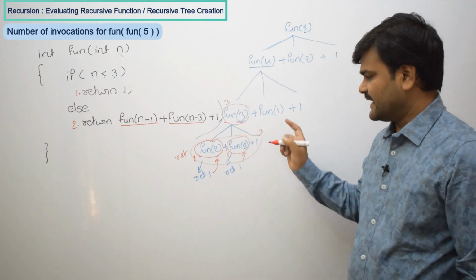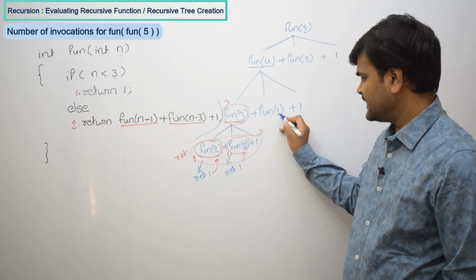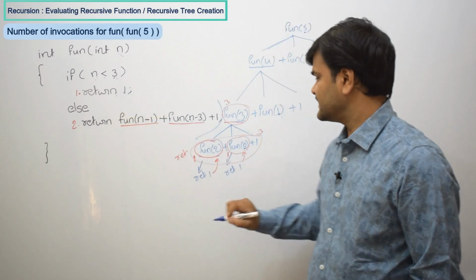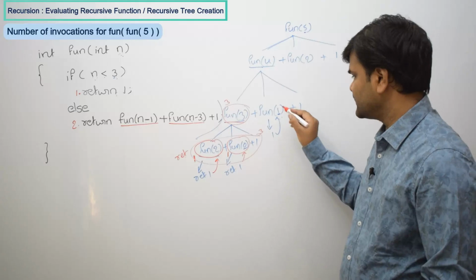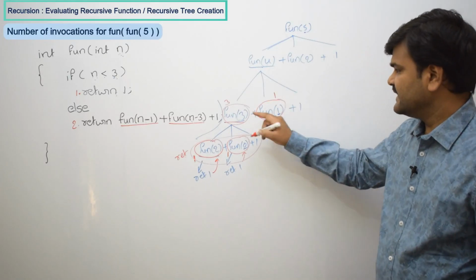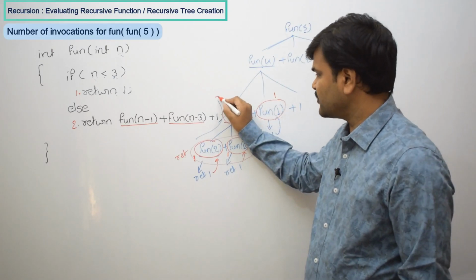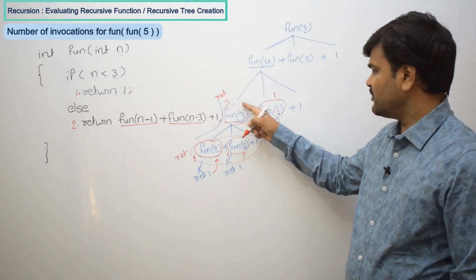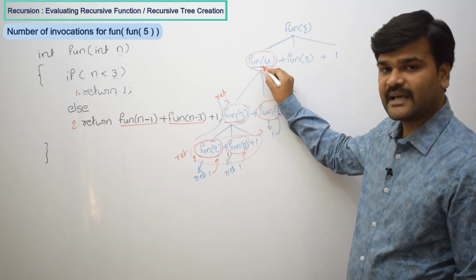Then come to this part. Now here, same, n value 1. n value 1 means 1 less than 3, condition true, return 1. So simply it is returning 1. Even here this whole thing is replaced by 1. Now if you observe here, 3 plus 1 plus 1, 5. This 5 you have to return, because the return is there before this. So 5 you are going to return to this position, because the function call happened here.